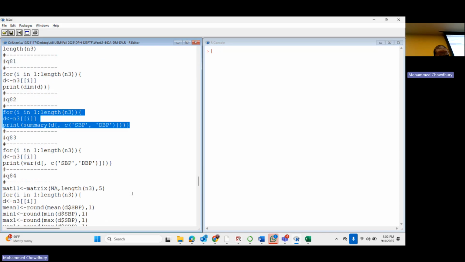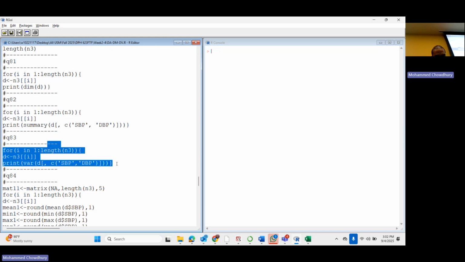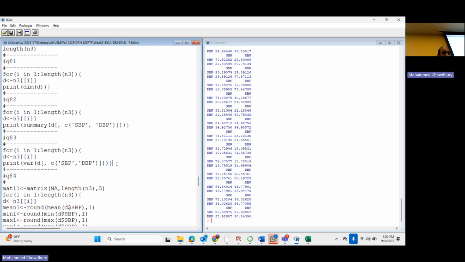Similarly, if I want to find variance, we can also find the variance. This is the way you can find the variance. I have put here multiple for loop examples so that you can understand how to run a loop and work with multiple data at the same time. That is why I check the dimension, I split the data, I check summary statistics. Now I'm doing the variance, all of these things.